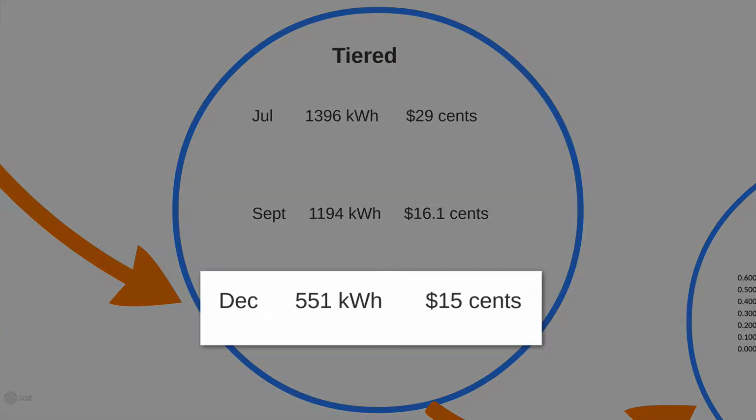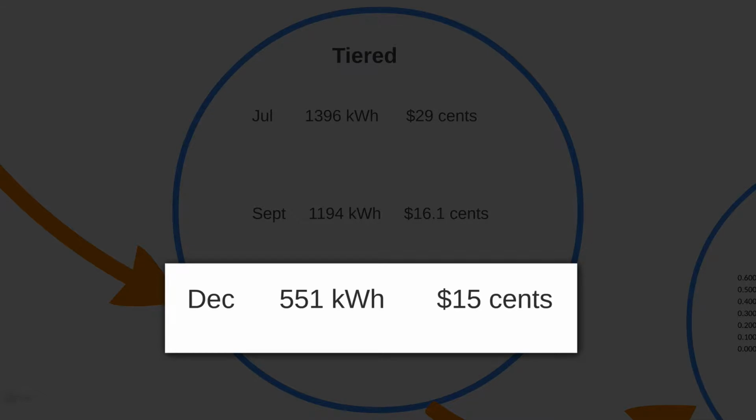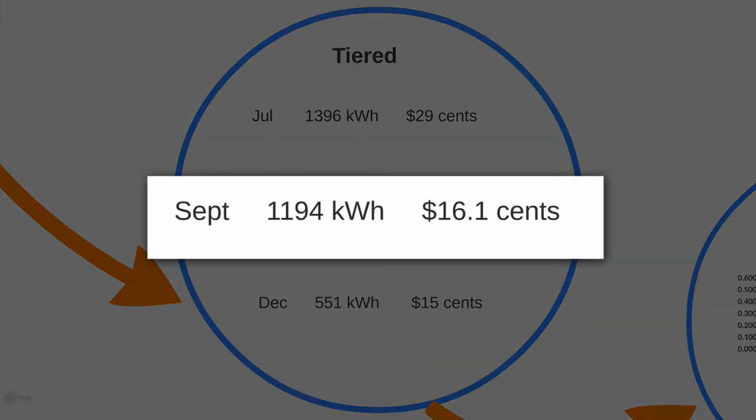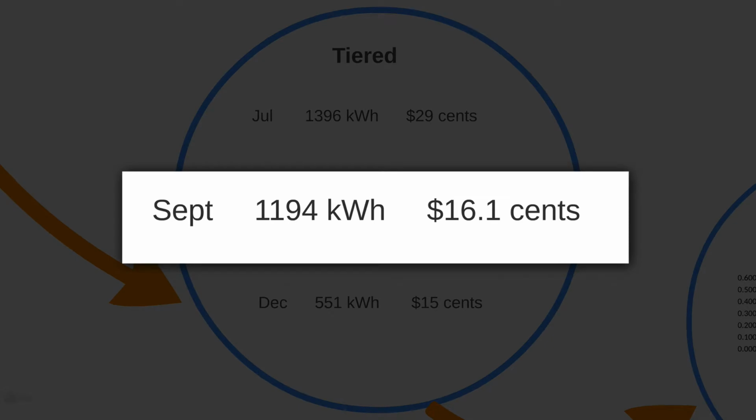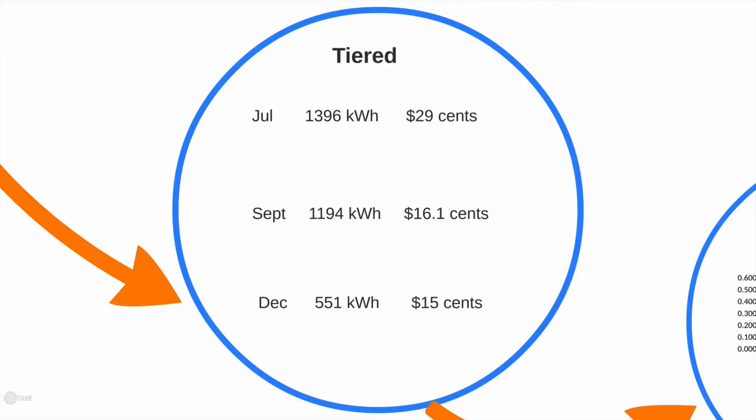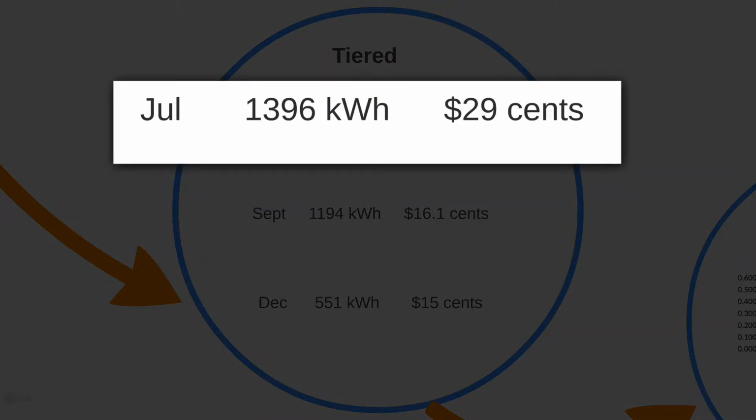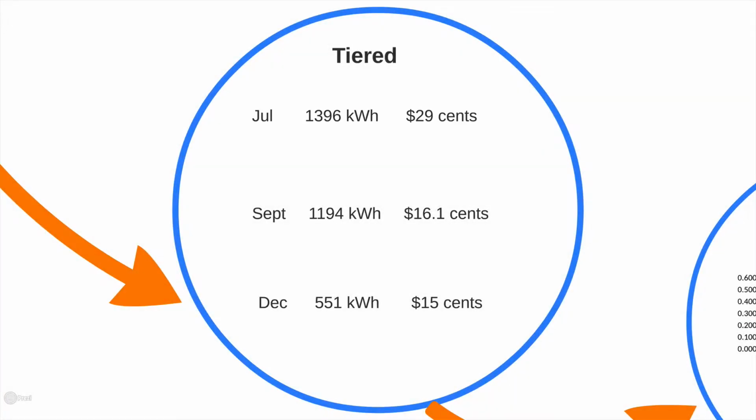If you look at December, I only used 551 kilowatt hours and it cost me 15 cents per kilowatt hour. In September, I used 1,194 kilowatt hours and it cost me a bit over 16 cents. But in July, I used 1,396 kilowatt hours and it cost me almost 30 cents per kilowatt hour. You can see the increase in the cost as I'm using more electricity.